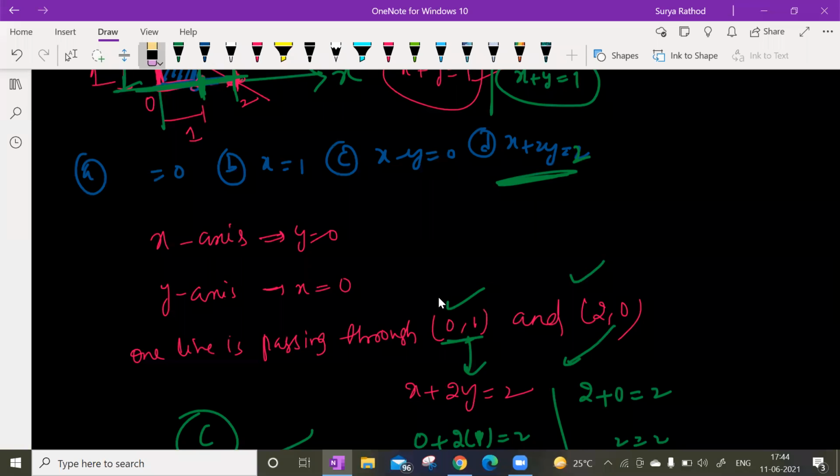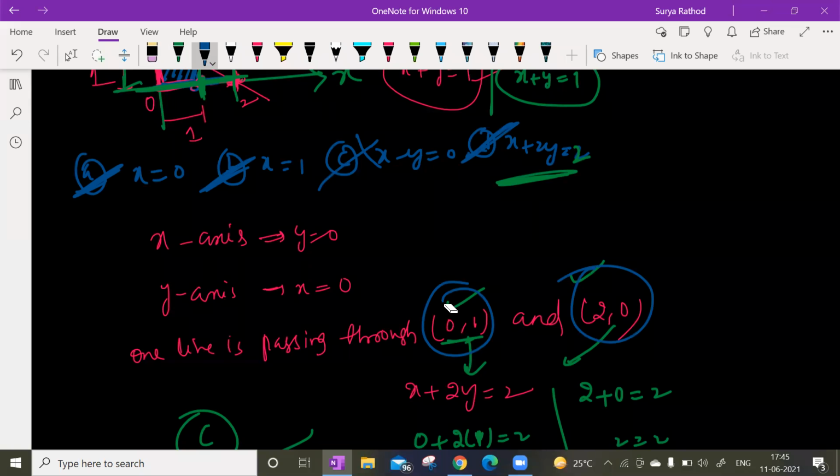So look at this. This is my x is equal to 0. X is equal to 0 is a boundary line. X is equal to 1 is a boundary line. X minus y is not a boundary line here, because the options are not getting satisfied when you substitute x and y values. Even option D is getting satisfied if you substitute these coordinates, right?